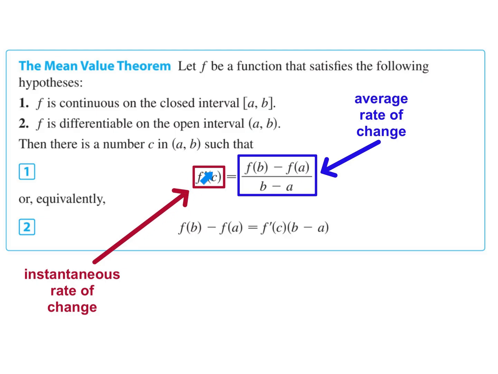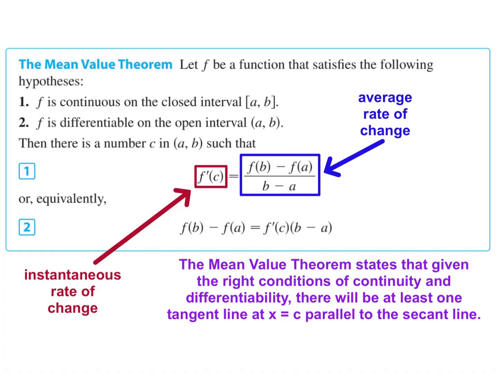If the slope of the tangent line is equal to the slope of the secant line, what does that tell us about the tangent line and the secant line? If you have two lines that have the same slope, yeah, it means they're parallel. Let me give you a visual so you can see what that looks like. That's what this is saying here. If the mean value theorem states that given the right conditions of continuity and differentiability, on an FRQ you'd have to actually write these things out, there would be at least one tangent line at x equals c, some c on this interval, where that line is parallel to the secant line. All right, here's that visual.